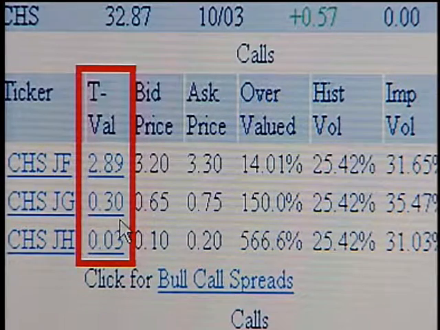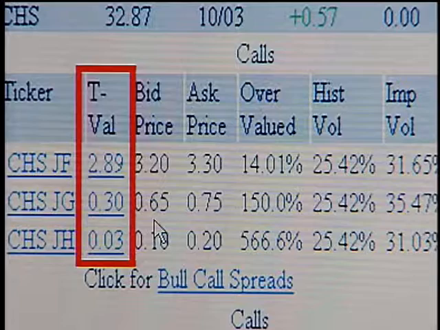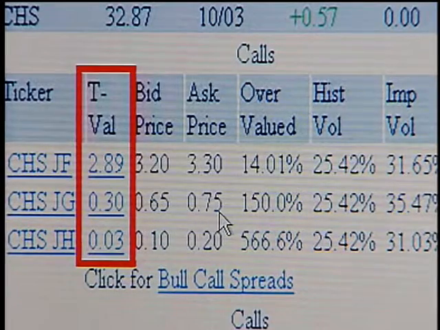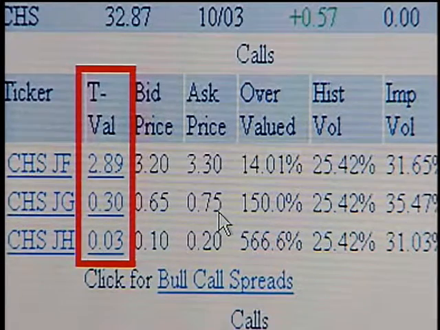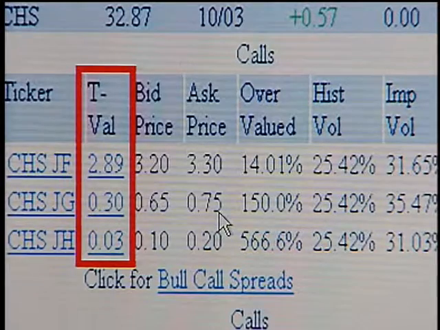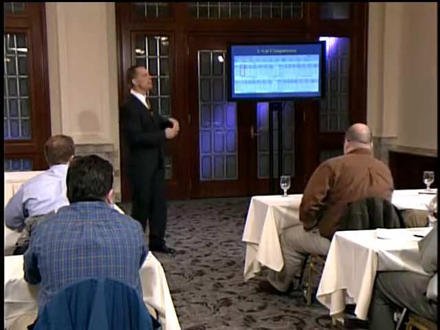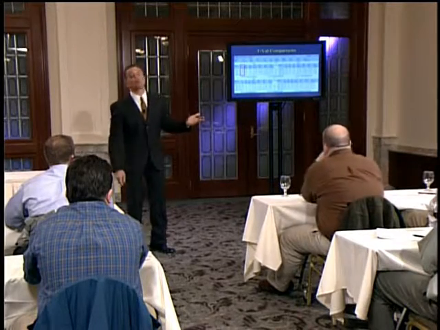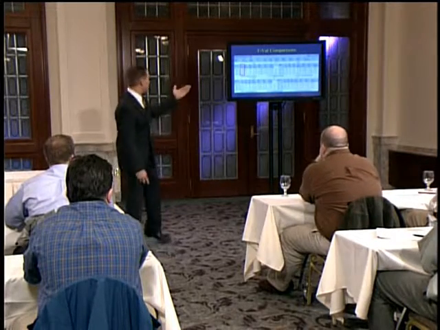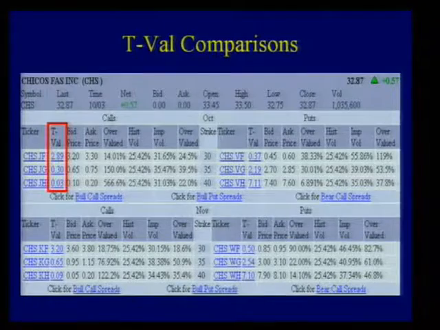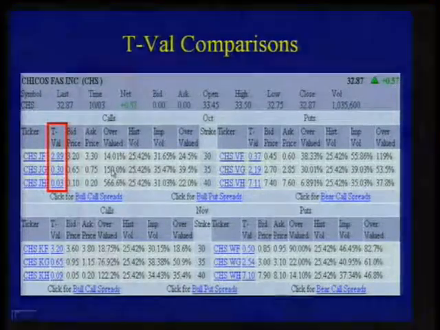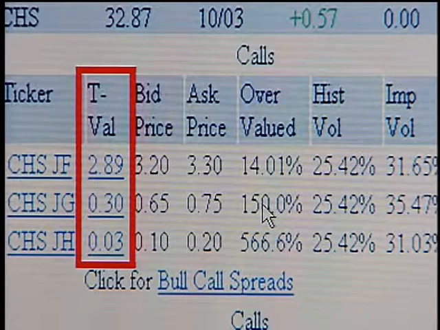Let's scroll over to the right. The bid price is 65 and the ask price is 75 cents. You and I would be buying this at the ask price, so I'm going to be buying it at 75 cents. It should be worth 30 cents. That is grossly overvalued. You'll see right over here where it says overvalued, it's about 150% overvalued. Is that within our construct of 20%? Obviously no. That's where the majority of people will be losing their money.